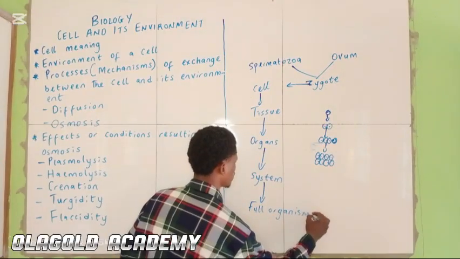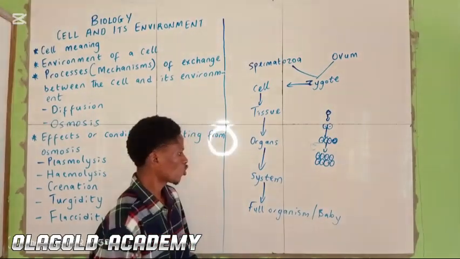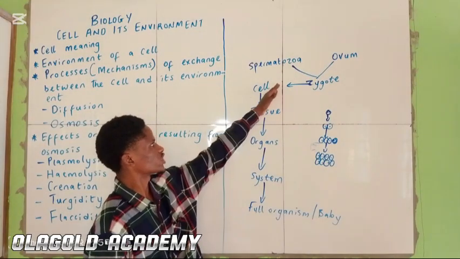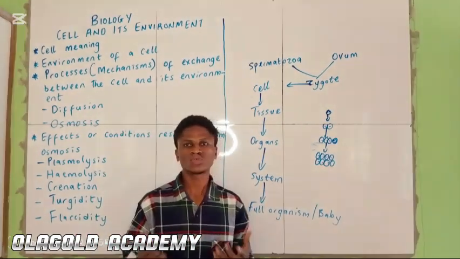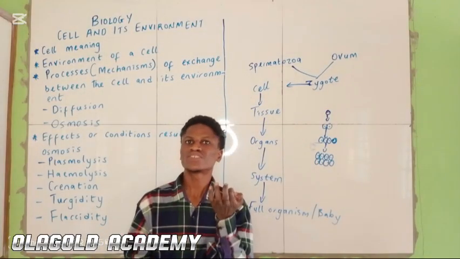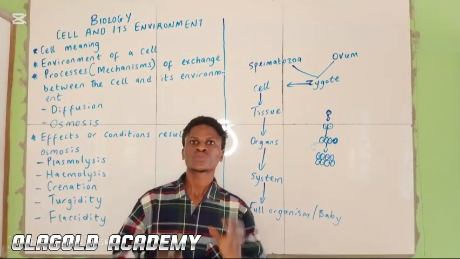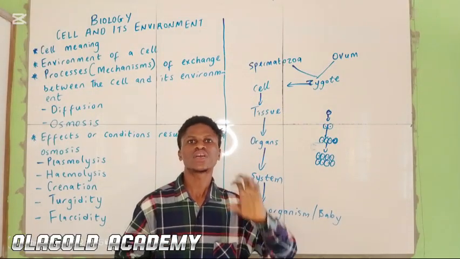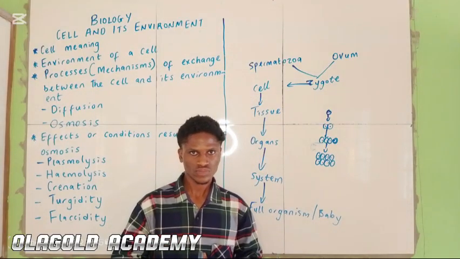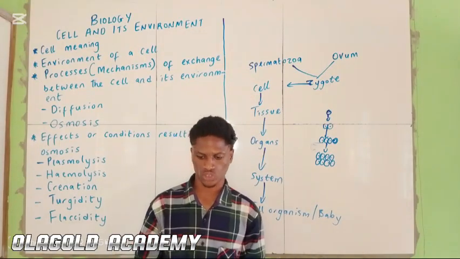The full organism, or the baby. So it goes from the cell down to the full organism. So we refer to the cell as the basic and structural unit of life. Now, the study of the cell is referred to as cytology.